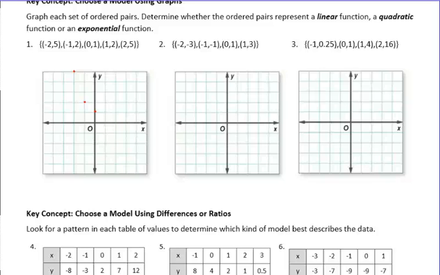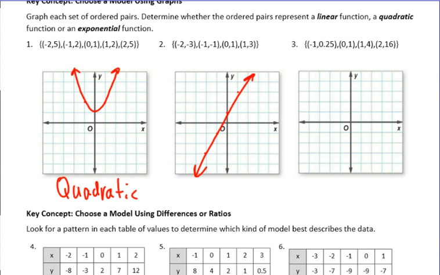(1, 2), and (2, 5). So we know that this shape here is a quadratic because it gives us a parabola. The next one: (-2, -3), (-1, -1), (0, 1), and (1, 3). We know this is a linear function because it's a straight line.